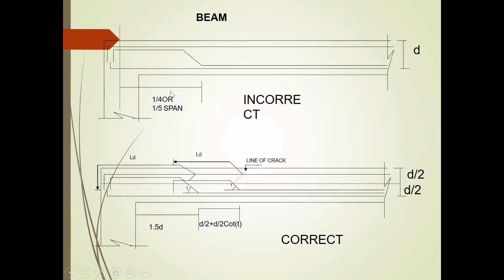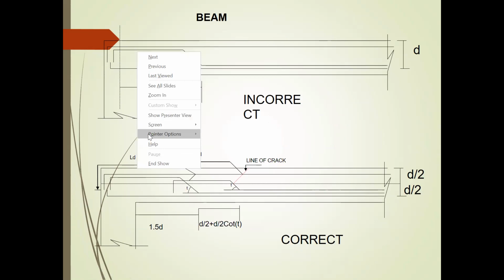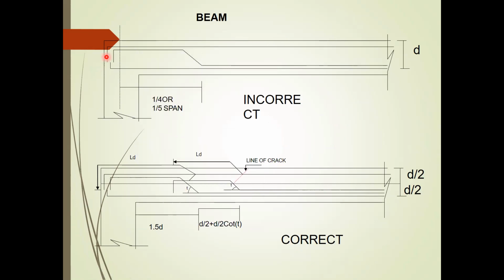Beam, 1/4 or 1/5 of the span. This is incorrect. Okay, you can see it here. This is supposed to come up to here, and it is up to the LD. This is wrong. Actually, what I say here is that this methodology is wrong. This methodology is right. It has to come in.